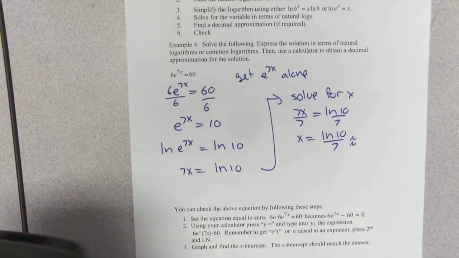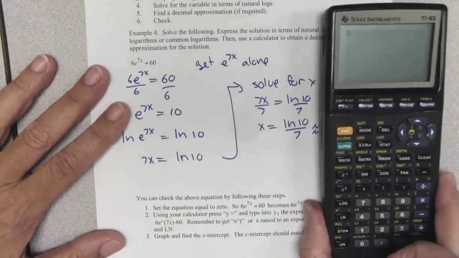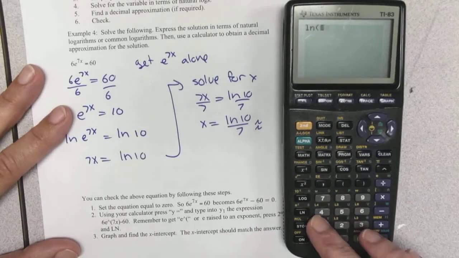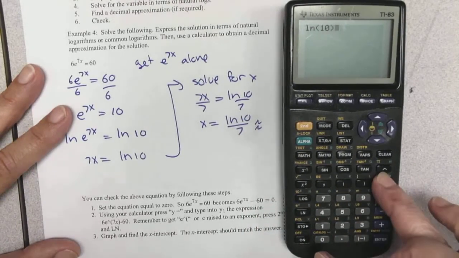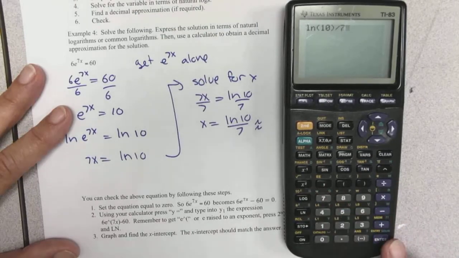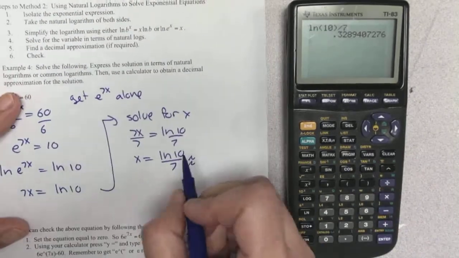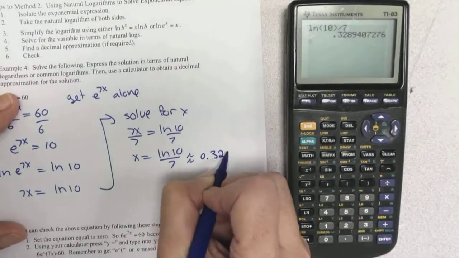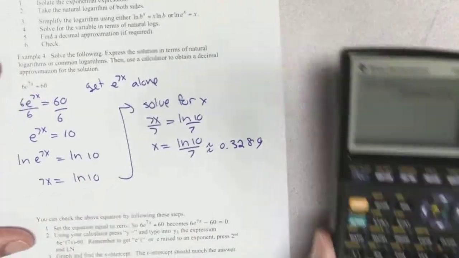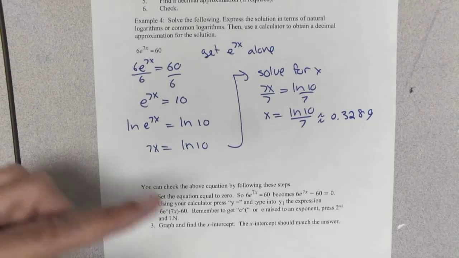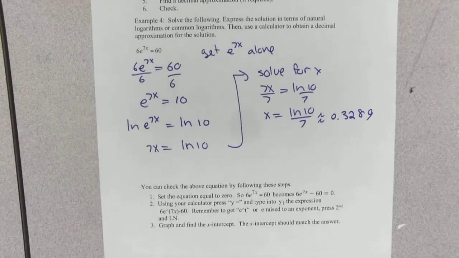And then as far as a decimal approximation, you just take your calculator out and you figure out what that is. Natural log of 10 divided by 7. And that's approximately equal to 0.3289. And there we did it. And then you could check this the exact same way we've checked the others.